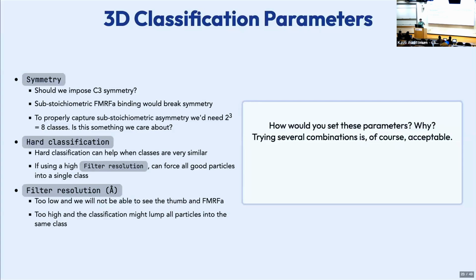So again, you'll have 1 minute to think through what you might set up, and then 4 minutes to talk with your neighbor. All right, so go ahead and chat with your neighbor about what 3D classification jobs you'd set up and why.